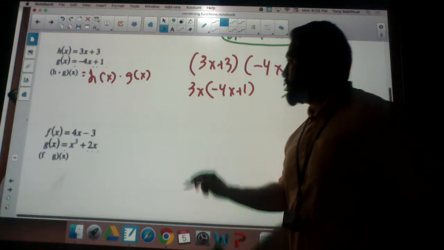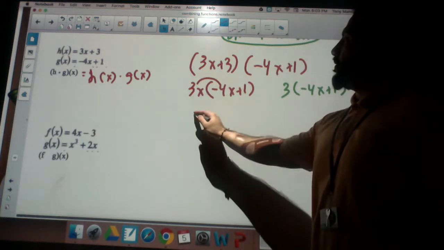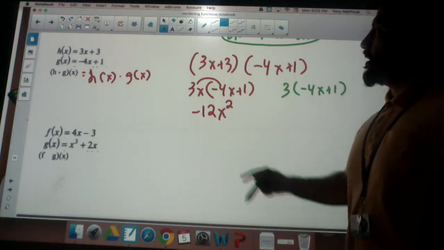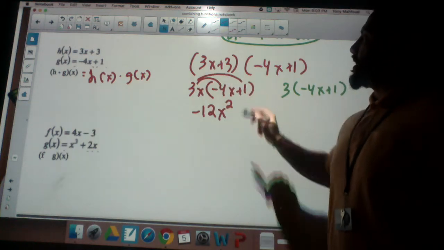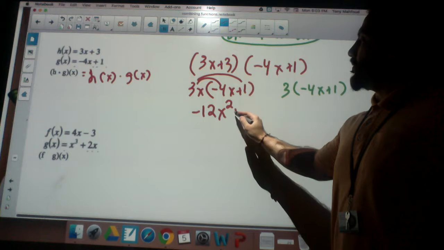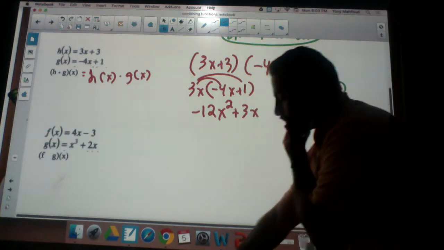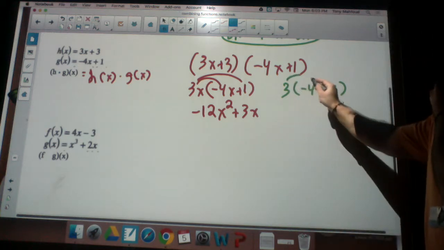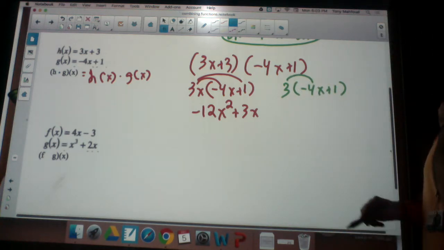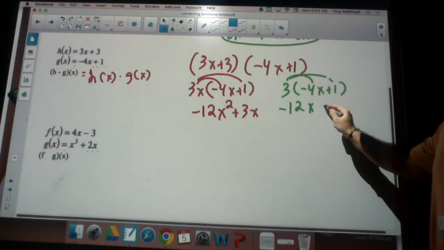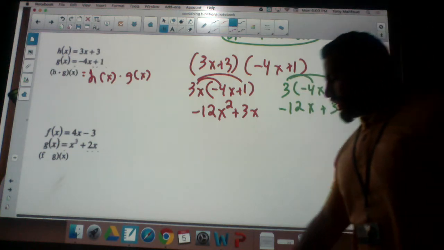So again, I'm going to distribute 3x times negative 4x, negative 12, x times x, x squared. 3x times positive 1, anything times 1 is going to be itself, so it's going to give me 3x. Now over here, 3 times negative 4x, the 3 and the negative 4 will go together. That will give me negative 12x, and 3 times positive 1, which is positive 3.